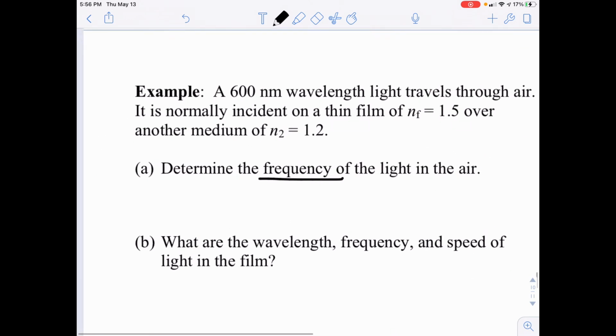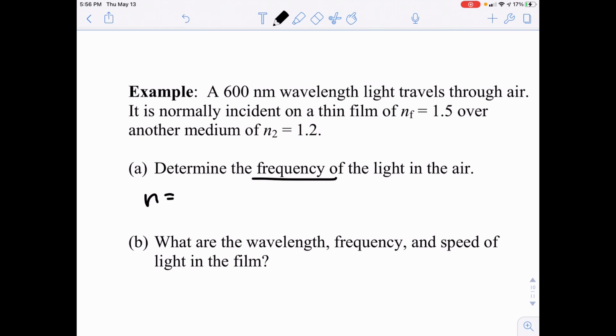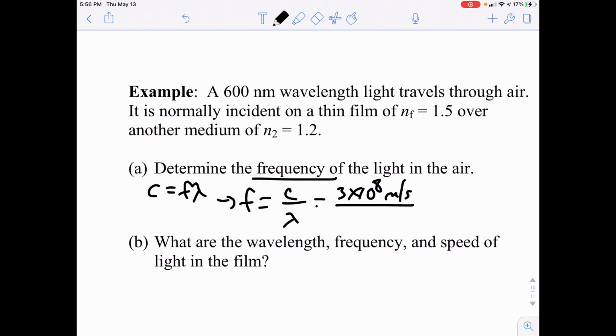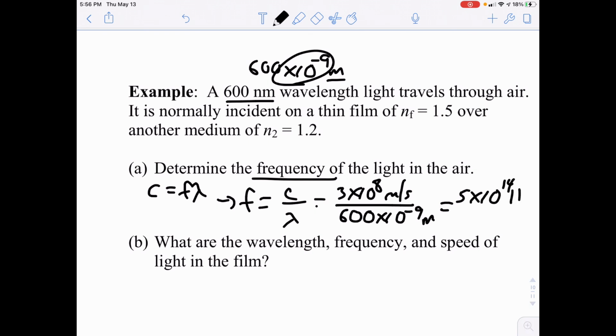What's the frequency of light in air? Actually, I should use the speed of light is equal to frequency times wavelength. Frequency would be the speed of the wave in a vacuum over the wavelength. So the speed is 3 times 10 to the 8 meters per second, over the wavelength, 600 nanometers, which I can rewrite as 600 times 10 to the negative 9 meters. You have to be able to rewrite it in meters. And when we throw that in our calculator, we get a frequency of approximately 5 times 10 to the 14 hertz.